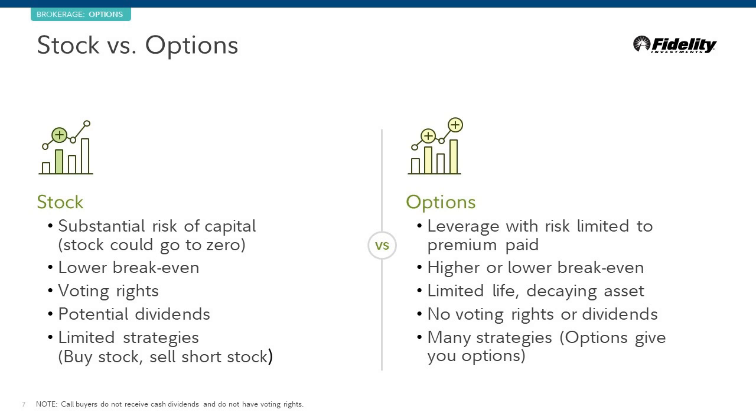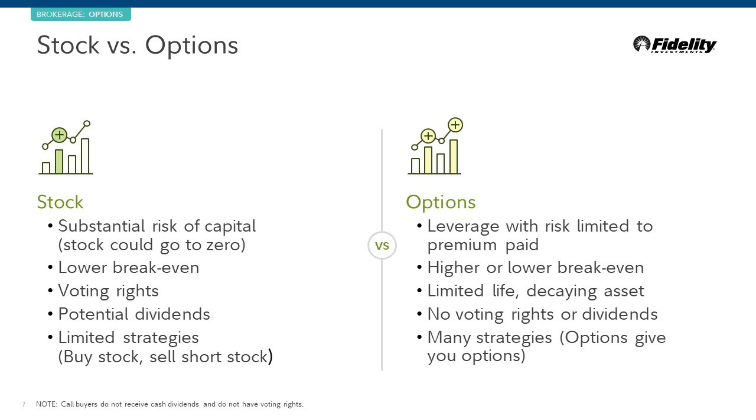With an option, that's not really going to be the case as time goes by, because an option is a wasting asset. It's a decaying asset. Also, with stock, you're an equity holder. So you're entitled to proxy rights. You're entitled to vote in different elections. You're entitled to receive a share of the potential future profits that a company has in the form of dividends.